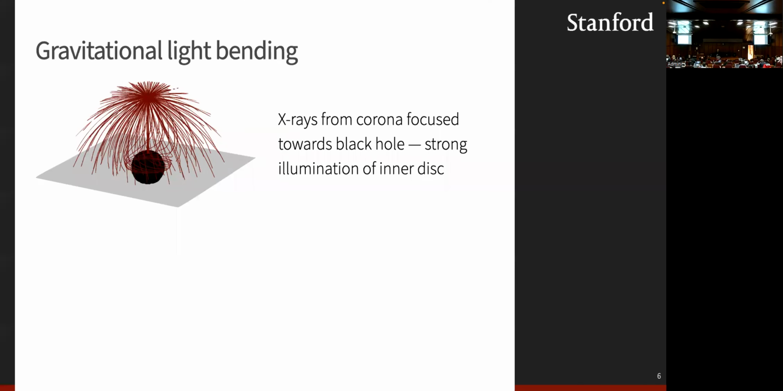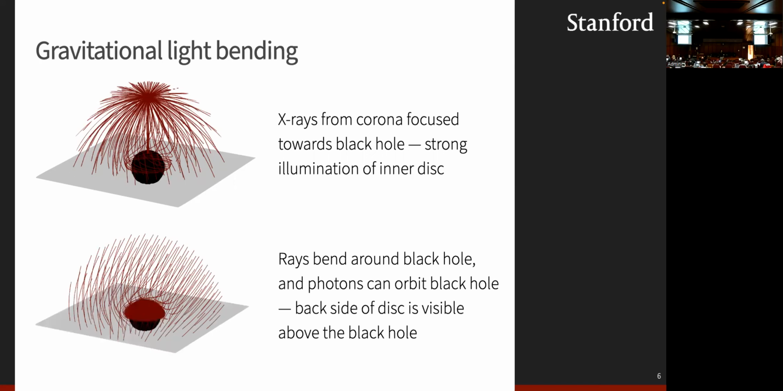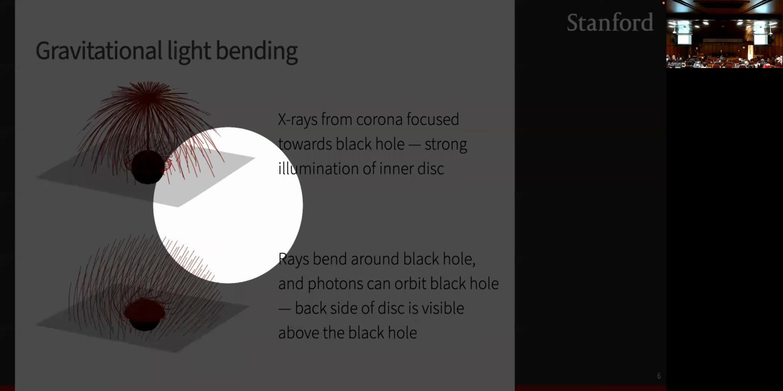And this is important for us because if we have a corona close to the black hole, we get a lot of X-rays bent onto the inner accretion disk. So this means our inner accretion disk is very strongly illuminated. We get a lot of X-rays reflected from the very inner parts of the accretion disk. And then, as I just said, we have that light bending between the disk and us as well.